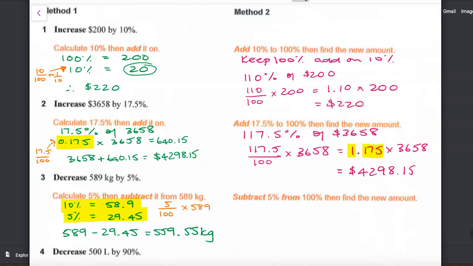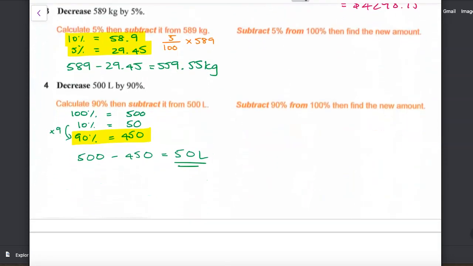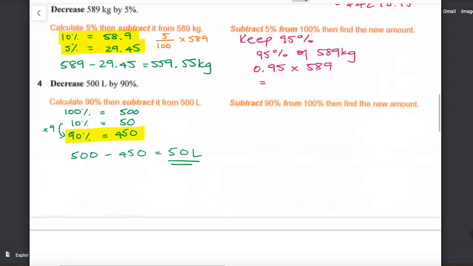So this method, when we are decreasing by an amount, means if we want to subtract 5%, it means that we want to keep 95%. So I'm going to find 95% of the 589 kilograms. I know 95% is 0.95 lots of 589, and popping this into my calculator, I end up with 559.55 kilos.